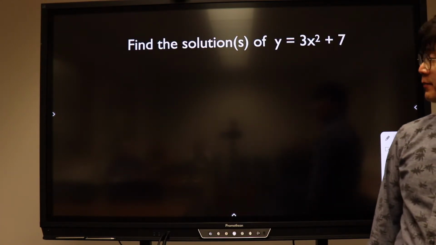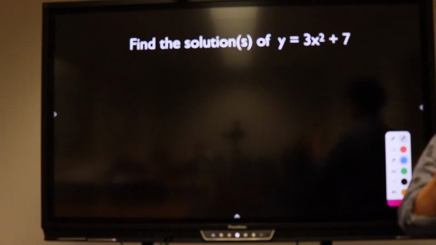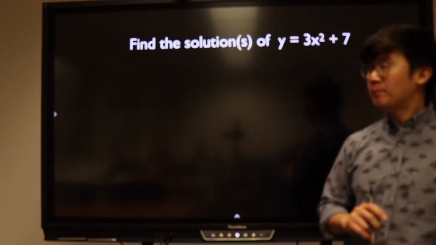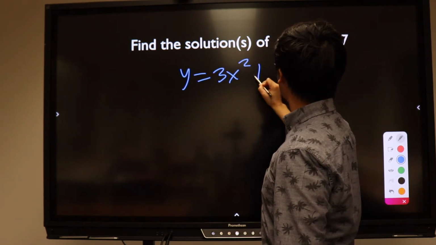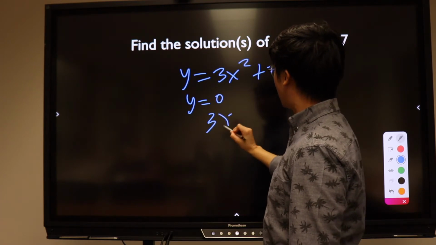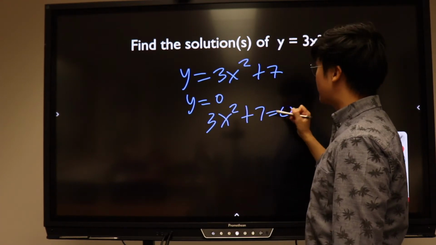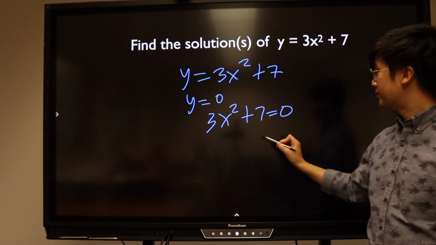Can you solve this on your own? Try it. How many x's did you find? 1 or 2? Got 1? Let's see. y equals 3x squared plus 7. I will equate y to 0, which means I have 3x squared plus 7 equal to 0. And then I'll solve it like a regular linear equation.